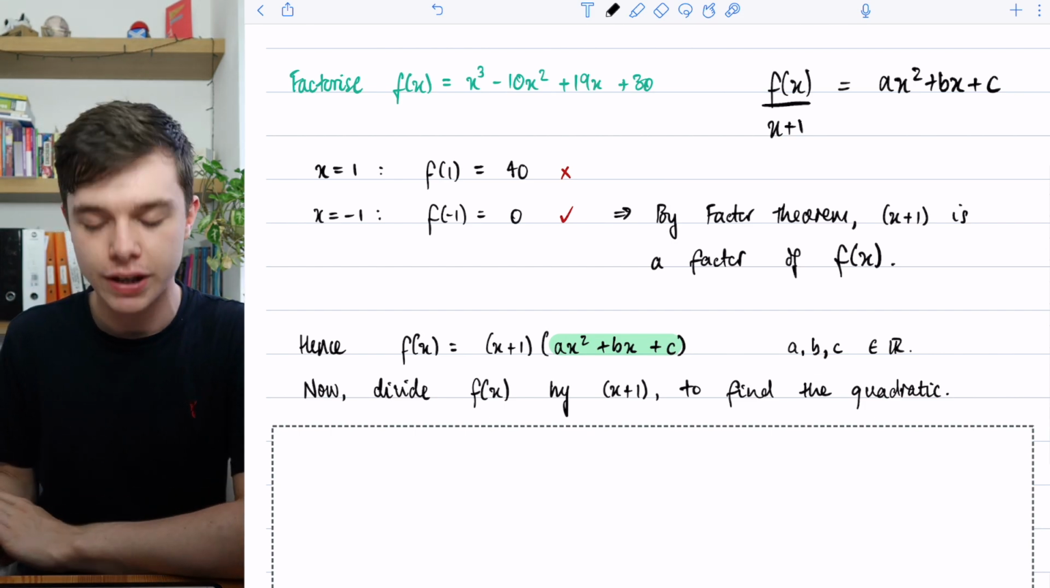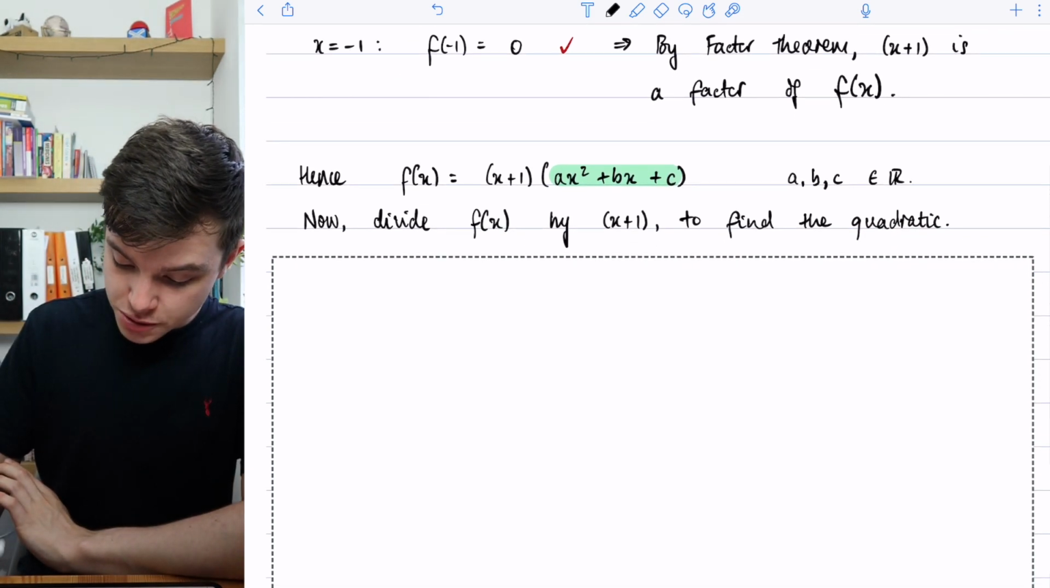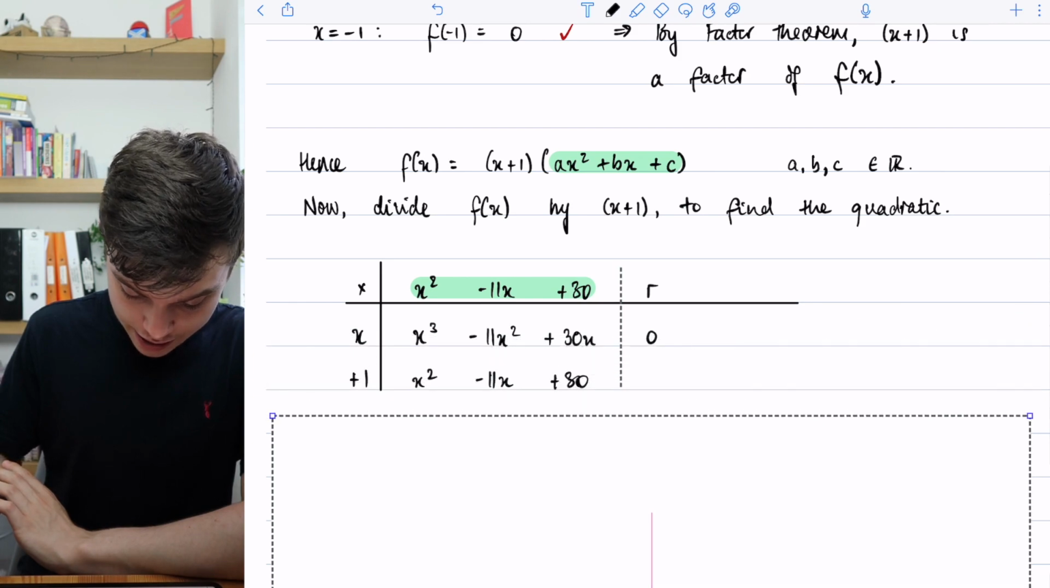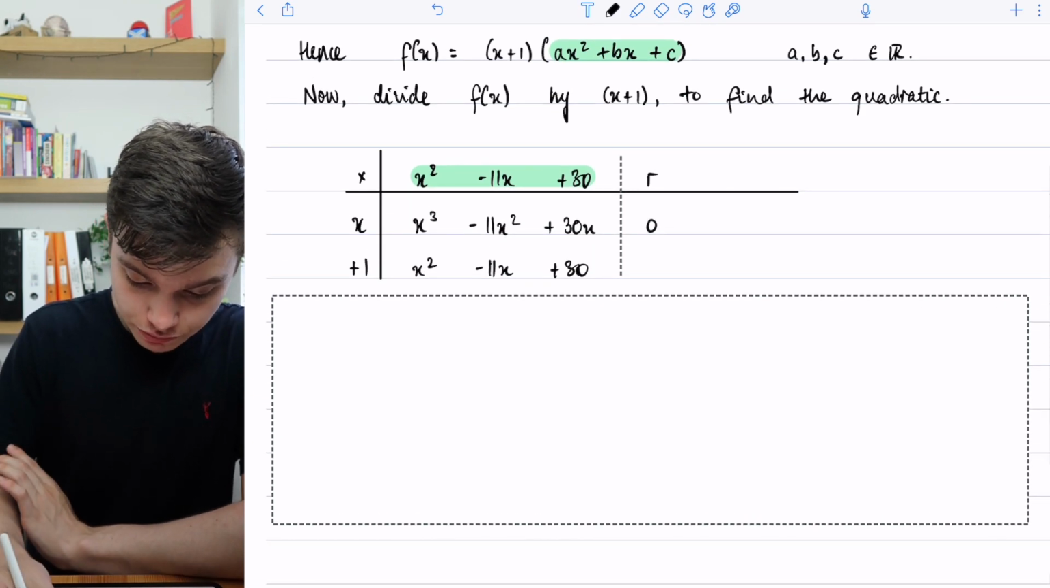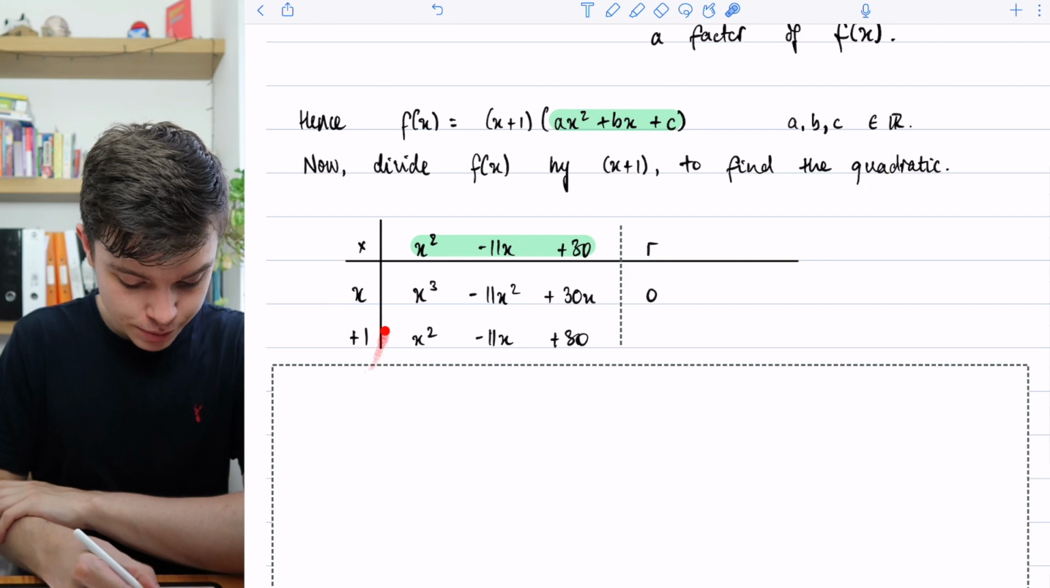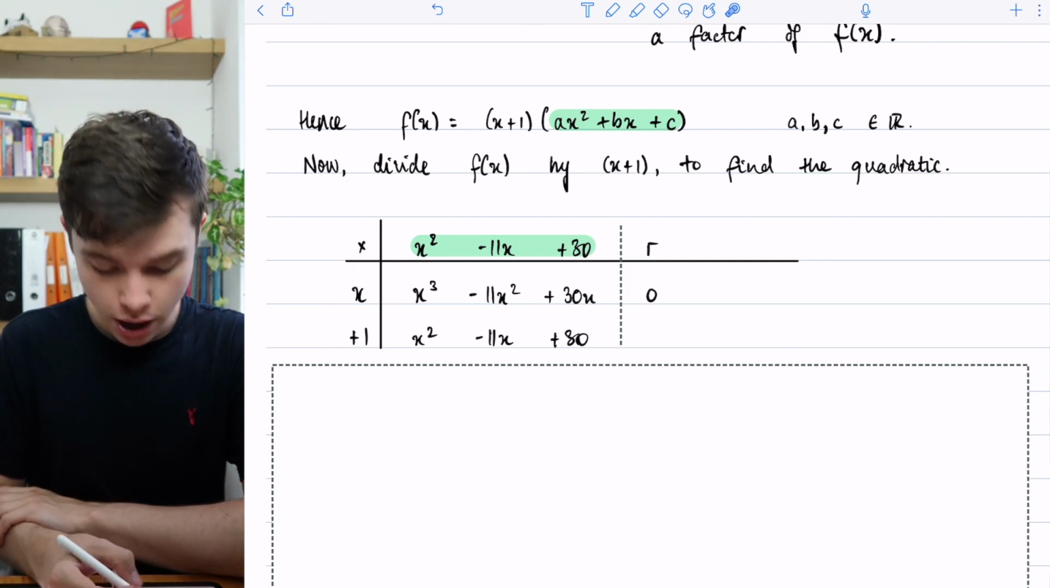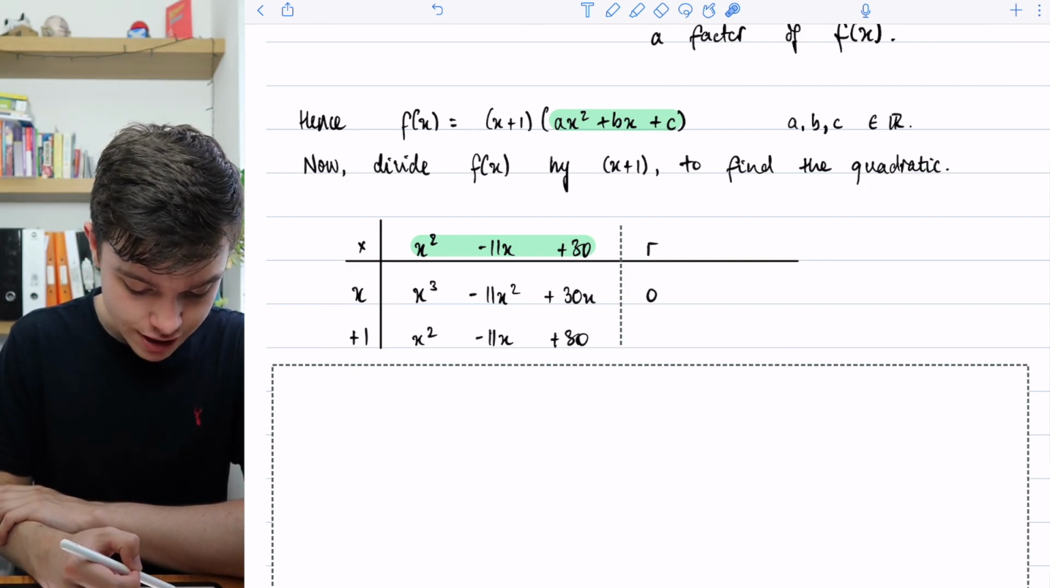I mentioned that in a previous video. So let's do algebraic division. When we do that, I did the grid method here. So I put my x plus 1, which is my factor, what I'm dividing by, on the left hand side here.